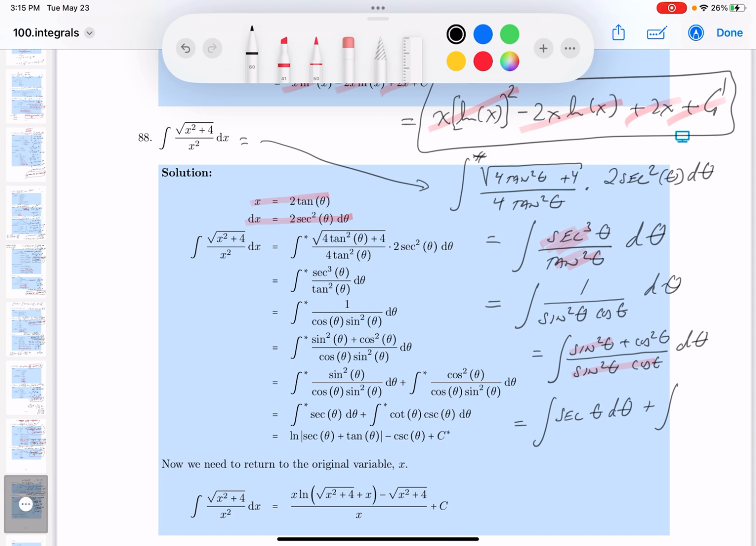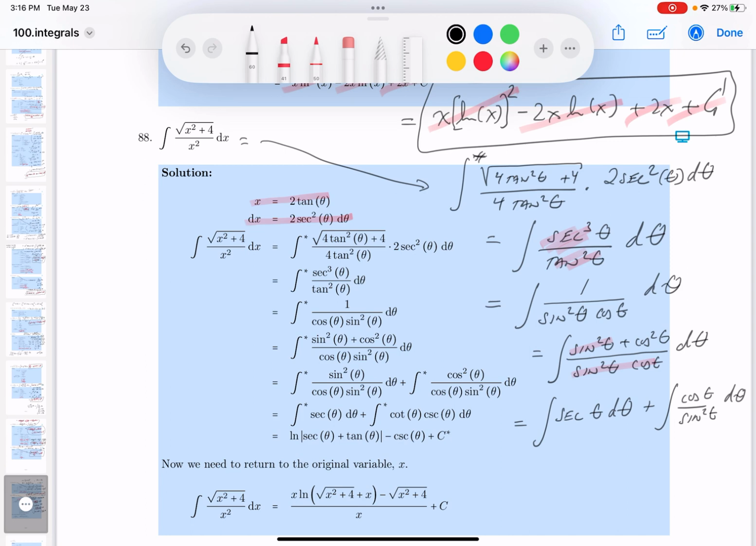I'll write that down. Cosine. I'll write down cosine theta over sine squared d theta. That's not so bad, right? I recognize something right now.